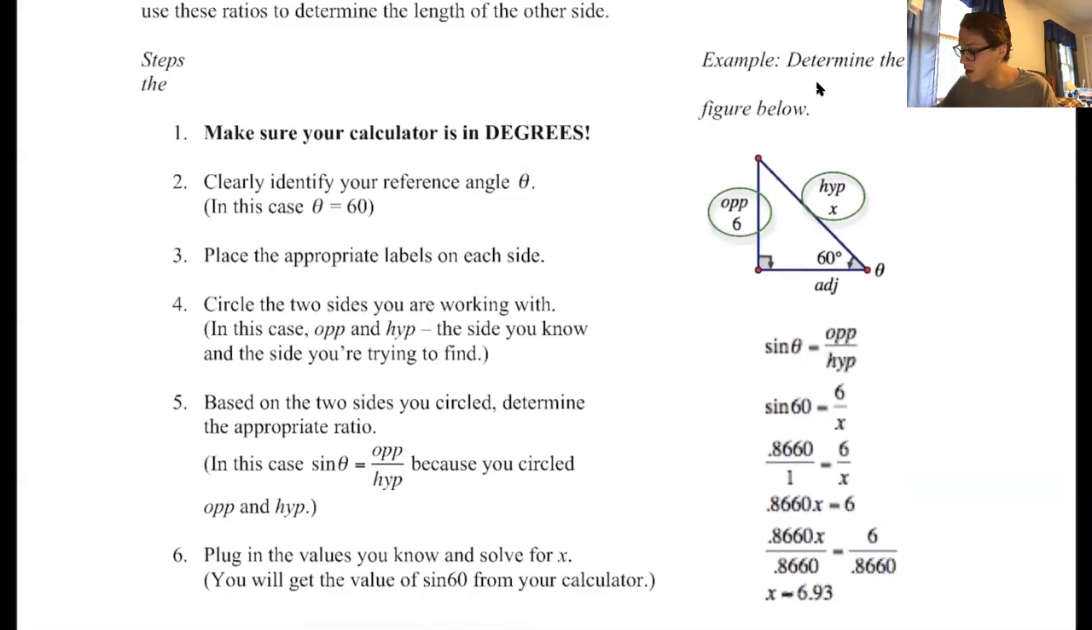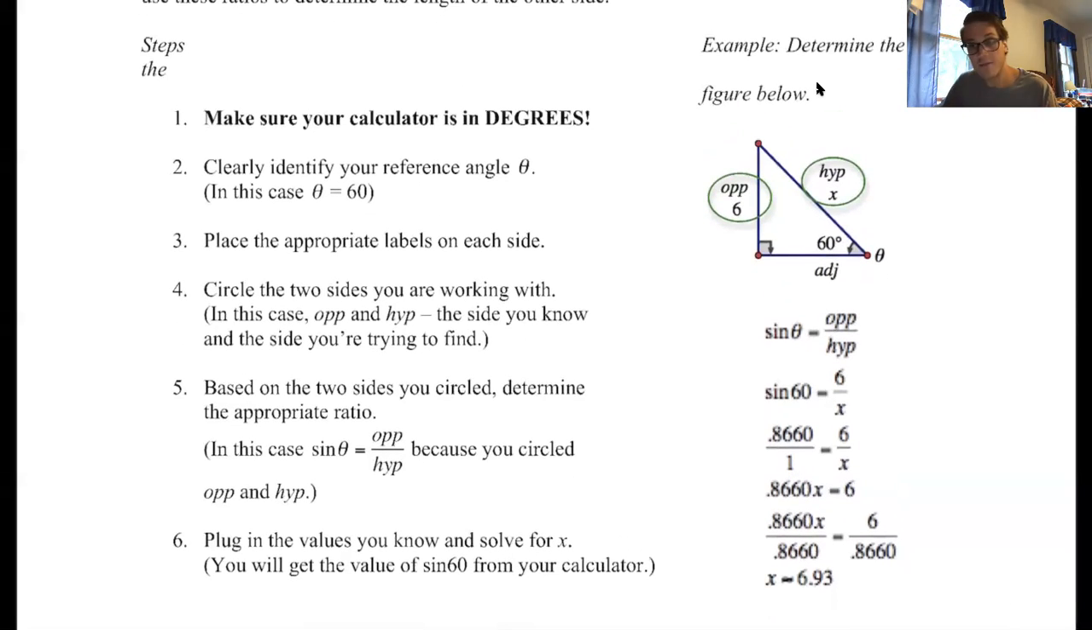So in the figure that we see over to the right here, our reference angle, theta, was 60 degrees. And of course, the side that's away from it there is the opposite, and the side that's next to it is the hypotenuse. We have information on the opposite and the hypotenuse. So I got to think about SOH-CAH-TOA and what relates opposite and hypotenuse. So SOH, sine, is opposite and hypotenuse here, right? So based on those two sides then that we've circled, we determine the appropriate ratio.